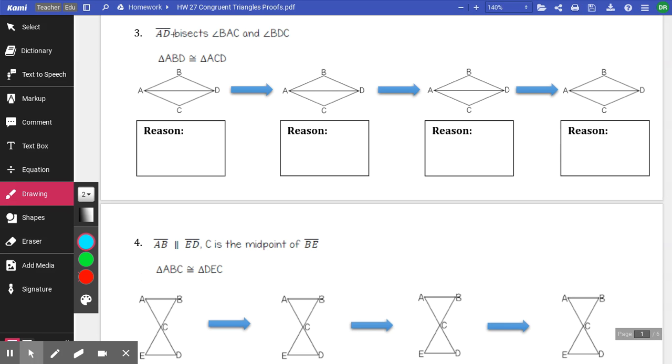And in our given information, we see that we have a segment AD in our picture. And this particular segment is doing something. It is bisecting. And so recall that bisect would mean to cut into two equal parts, two equal halves. And so all we need to do is read what is being cut in half. And so we see that AD is bisecting two different things.